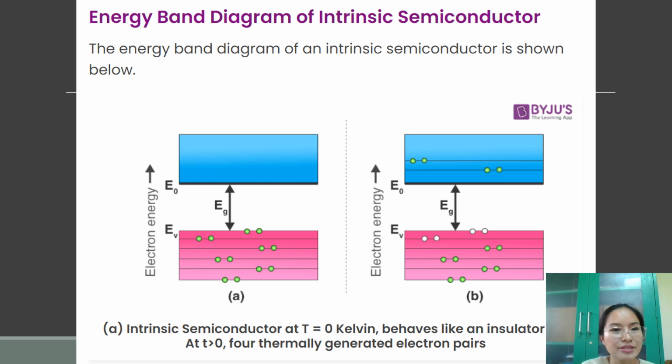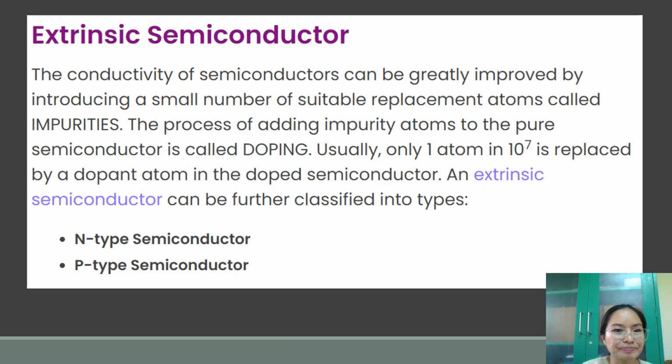Alright, let's take a look at this diagram of intrinsic semiconductor. Letter A, this is at 0 Kelvin temperature, so it behaves like an insulator. In letter B, it receives an increase in heat. So now thermally generated electron-hole pairs can move from the valence to the conduction band. So it's a poor conductor at increasing temperature.